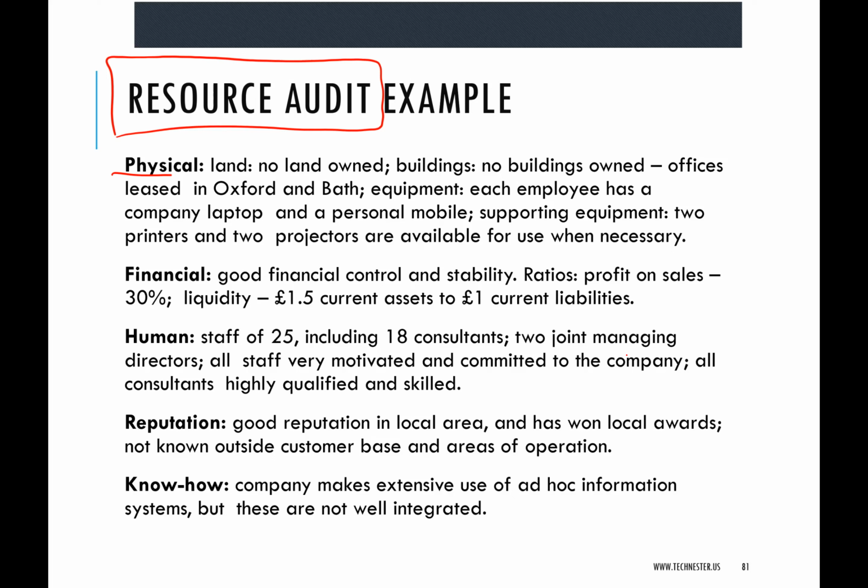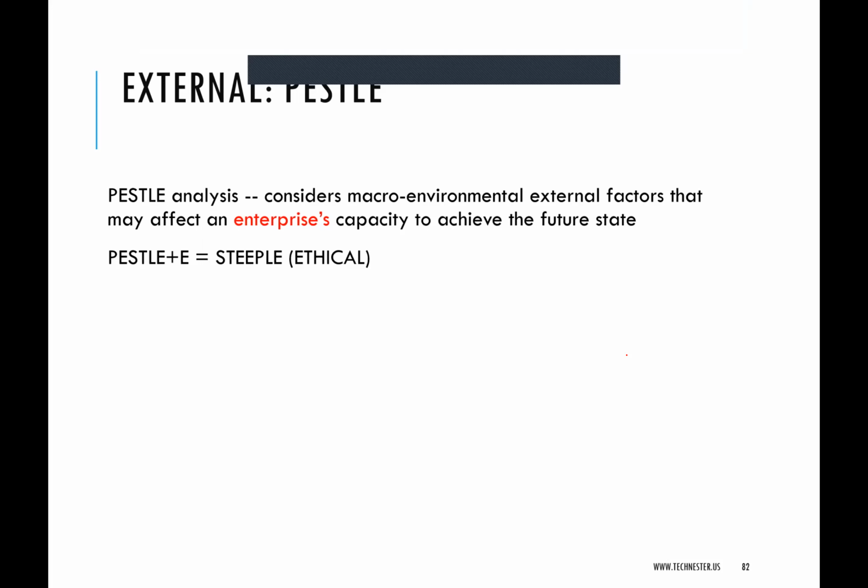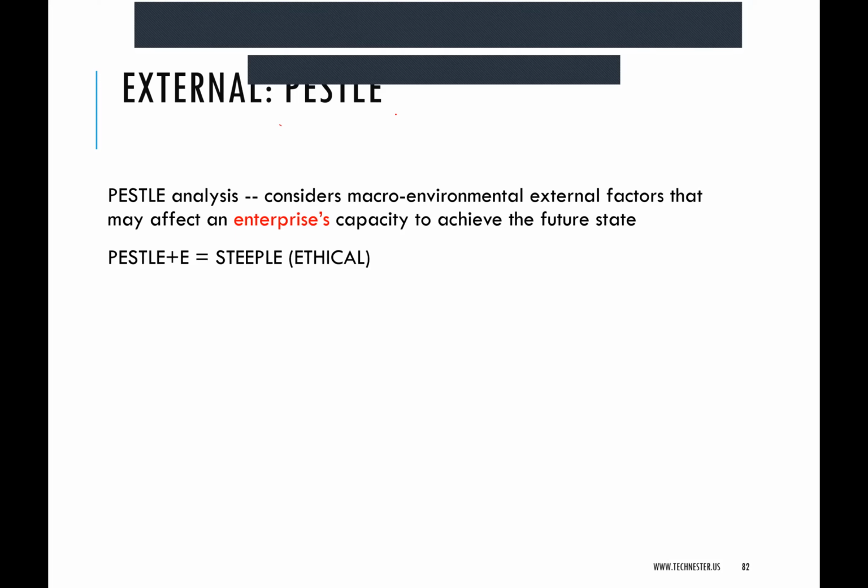After internal capabilities, you now have to look at the external environment. And one technique that you can use to identify external factors that may be affecting the enterprise, external factors that the enterprise does not necessarily have power over, but are affecting it, is what we call PESTLE. And I will explain what PESTLE means now.